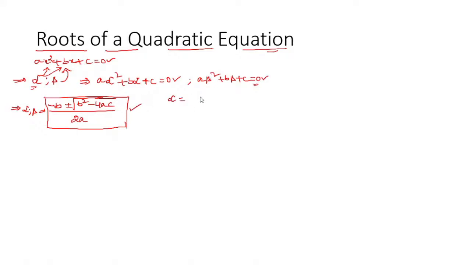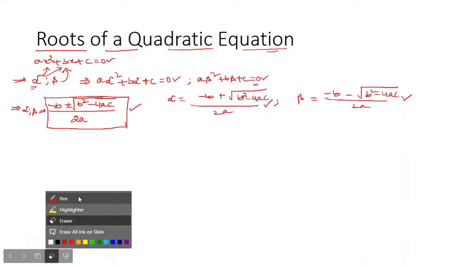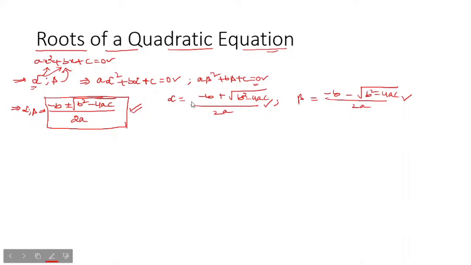So alpha, one root, is minus b plus root of b square minus 4ac by 2a, and the other root, beta, is equal to minus b minus root of b square minus 4ac by 2a. So these two are the roots of the quadratic equation. The one root is this one and the other root is this one.